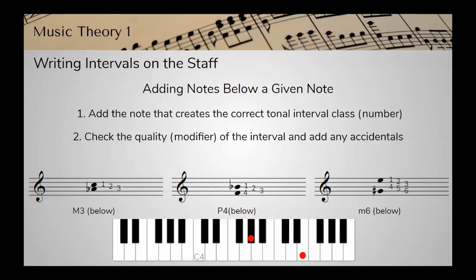I don't think the things in the assignment get too tricky, and in fact, I think in the assignment, you're only supposed to add notes above the given note. So you shouldn't have to worry about the trickiness of looking at notes below. Okay? But just follow this process. You want to add a note that creates the correct tonal interval class. And then the second step is to check the quality based on the lowest note, right? If it matches what should be in a major scale, then it will be major or perfect. If it is not correct, then you will need to add an accidental to the note that you've written to correct it.